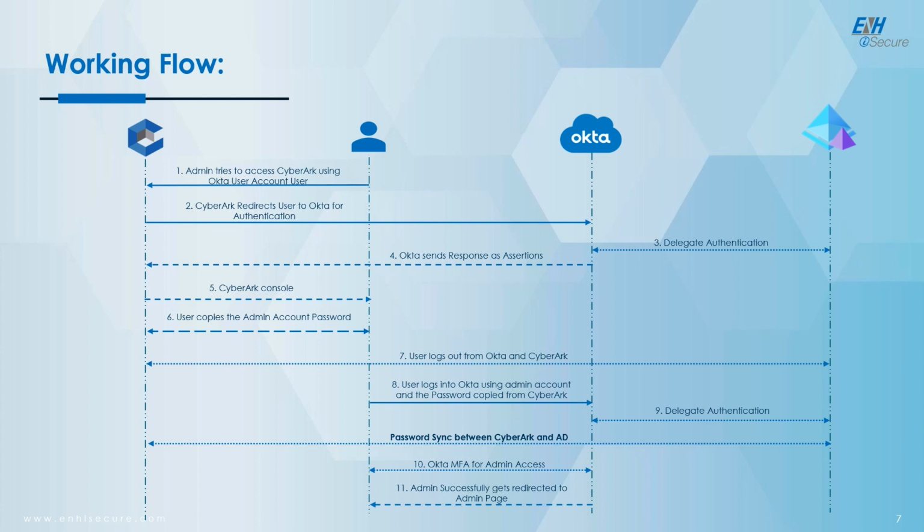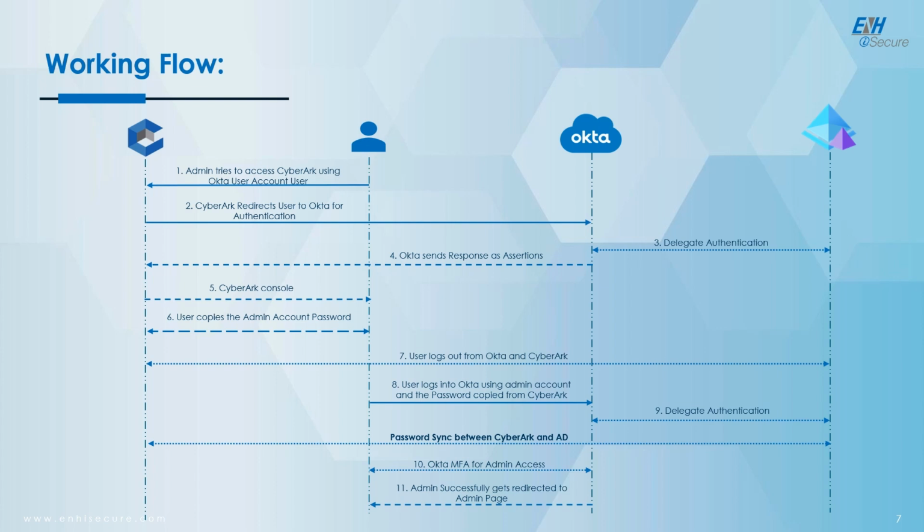Now the user tries to access Okta as a super admin by using his super admin account and the password generated by CyberArk PVWA. As the password is synced between Active Directory and CyberArk PVWA, the password generated by CyberArk is pushed into Active Directory. Now, the user is authenticated against Active Directory using delegated authentication, global session policy, and the authentication policy.